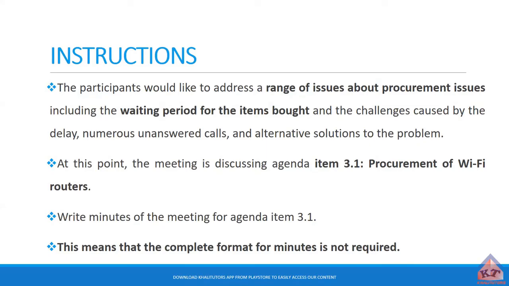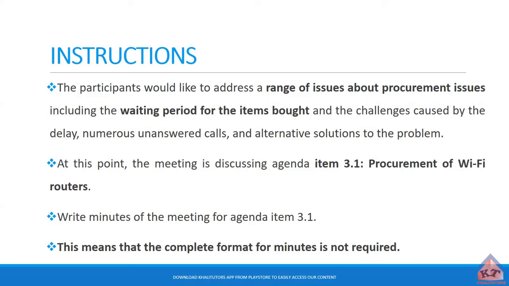So the instructions are as follows. The participants would like to address a range of issues about procurement, including the waiting period for the items bought and the challenges caused by the delay, numerous unanswered calls, and alternative solutions to the problem. At this point, the meeting is discussing agenda item 3.1, procurement of Wi-Fi routers. Write minutes of the meeting for agenda item 3.1. This means that the complete format for minutes is not required. So after reading these instructions, it is clear that we are only focusing on 3.1.